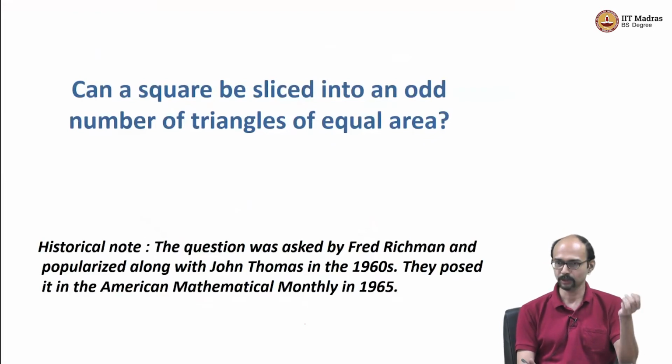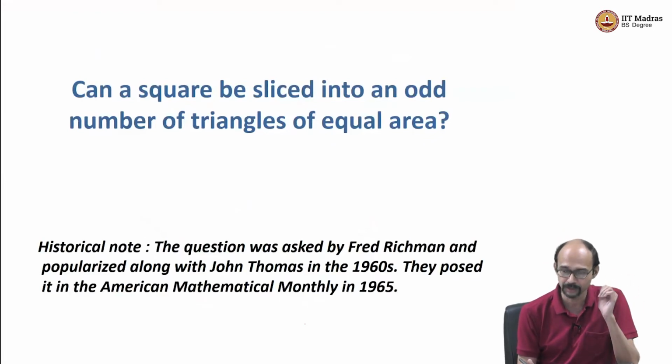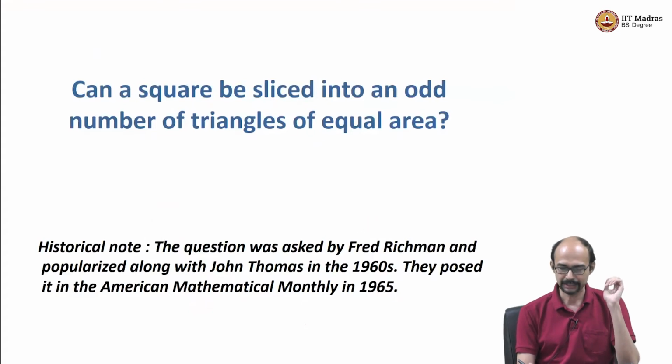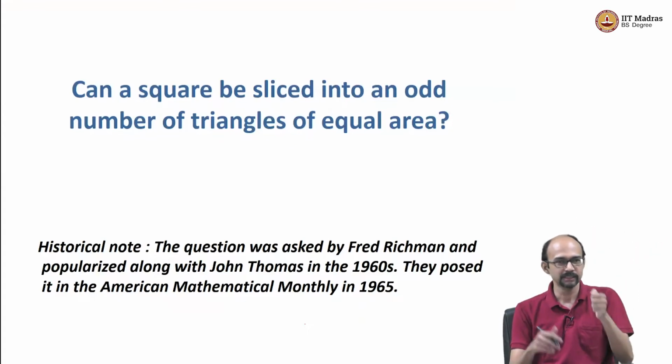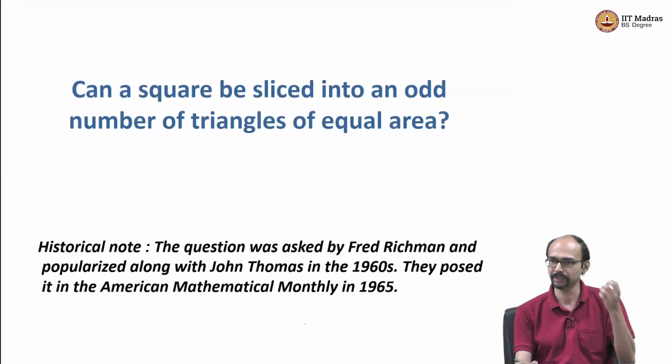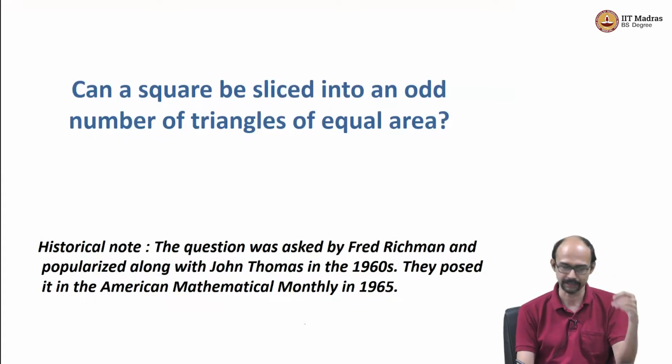So this is a historical note. This question was asked by someone named Fred Richman, and it was popularized along with another mathematician named John Thomas in the 60s. This seems like a very simple question to ask, but it turns out no one knew the answer. You would think this is known from some Euclid, and we study all kinds of things in Euclidean geometry, something you would know from there.